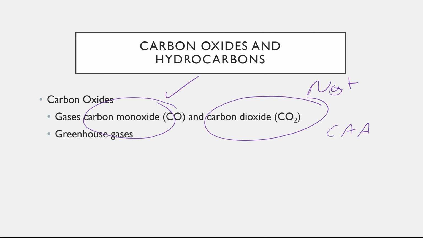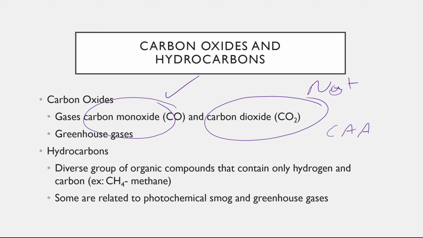Carbon monoxide happens when you have incomplete combustion, so it's primarily an indoor concern in terms of how it directly affects health. Outdoors, it's a primary pollutant that can contribute to photochemical smog, which we will talk about later. Carbon oxides are, of course, greenhouse gases as well. Hydrocarbons are combinations of carbon and hydrogen. They're often volatile and can be greenhouse gases, for example methane. Some of those hydrocarbons are also related to photochemical smog.